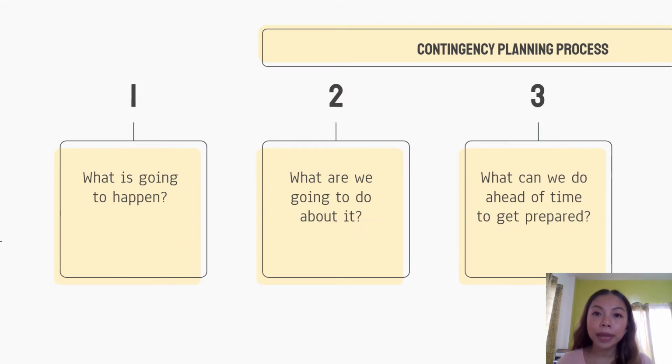The contingency planning process can basically be broken down into three simple questions. Number one, what is going to happen? Number two, what are we going to do about it? And number three, what can we do ahead to get prepared?